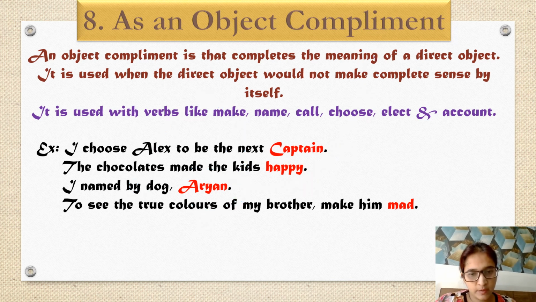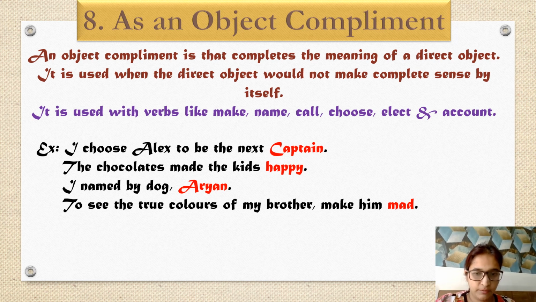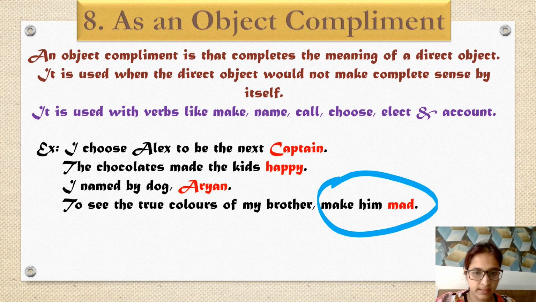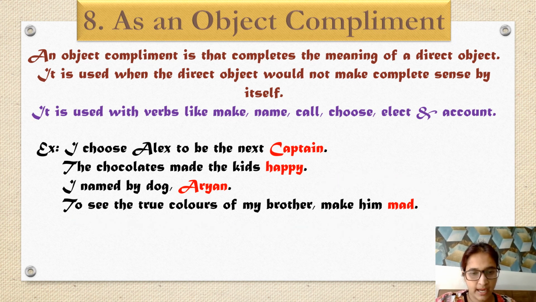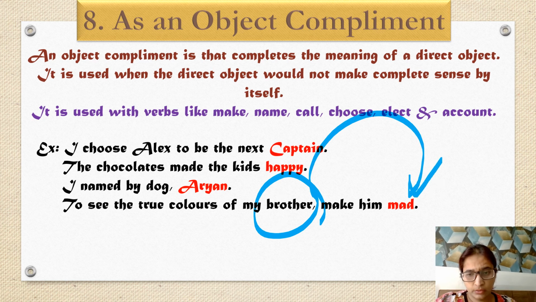To see the true colors of my brother, make him mad. Again, if we do not add this, the sentence is incomplete. So we complete the sentence, and the object here whom we are talking about is the brother, and we have to make him mad. So mad becomes the object complement.